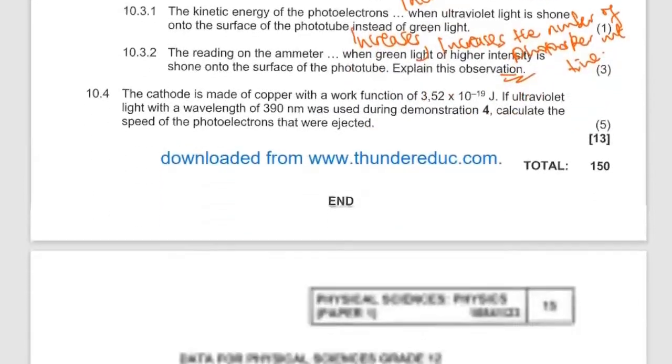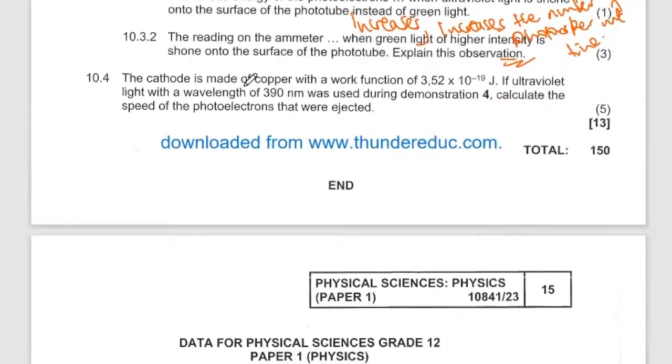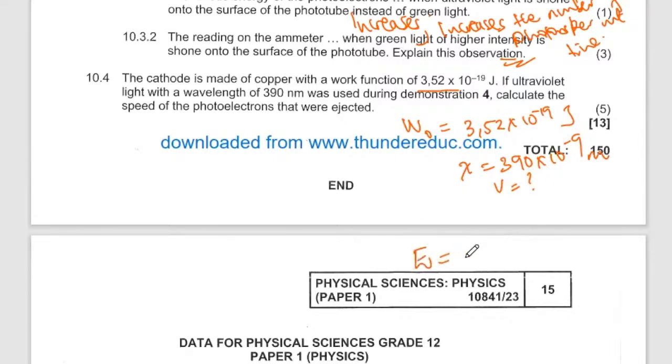Then 10.4, they're telling us that the cathode is made of copper with a work function of W naught equal to 3.52 times 10 to the negative 19 joules. If ultraviolet with a wavelength of 390 times 10 to the negative 9 meters was used during the demonstration, calculate the speed. Now we know that E, the energy, must be equal to W naught plus the EK max.